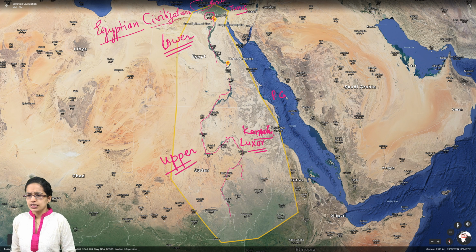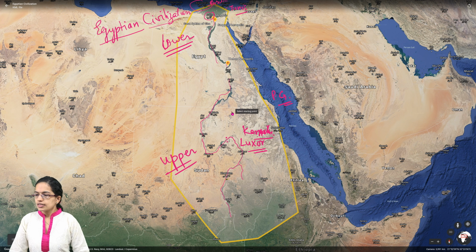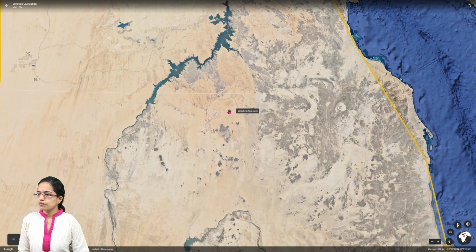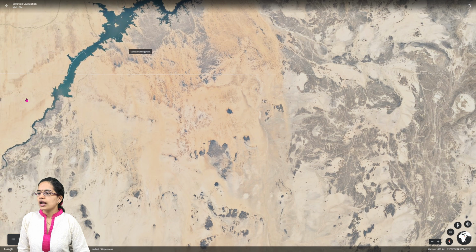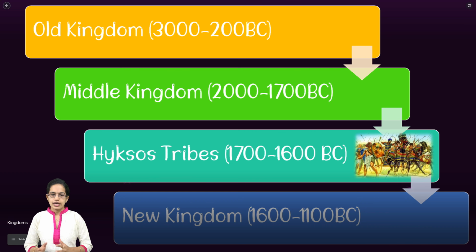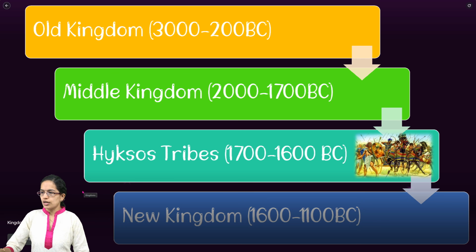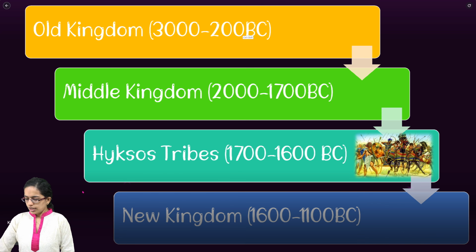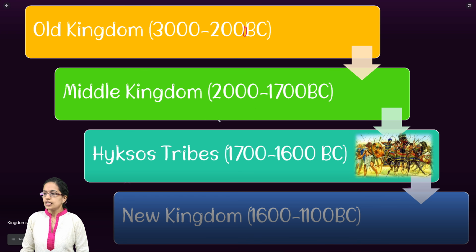Here we have the region of the Persian Gulf, and this is the region of the Sahara Desert. If we zoom in, we would understand that there is a lot of greenery around the river Nile, and therefore this is also known as one of the fertile crescents. If we look at the hierarchy, we have the Old Kingdom from 3000 to 2000 BC, then the Middle Kingdom from 2000 to 1700. Between the Middle and the New Kingdom, you had the Hyksos tribes.